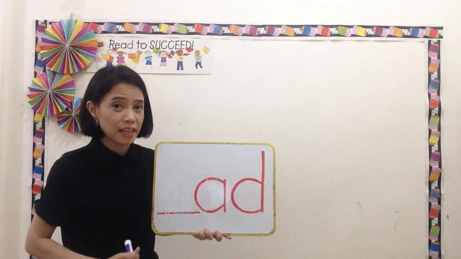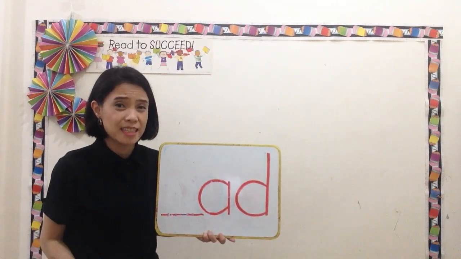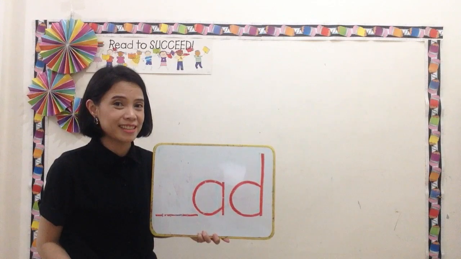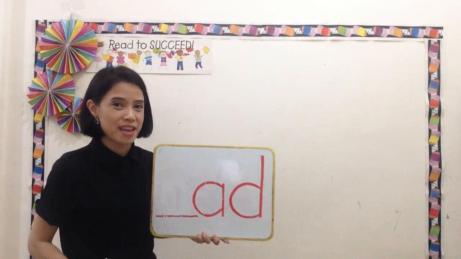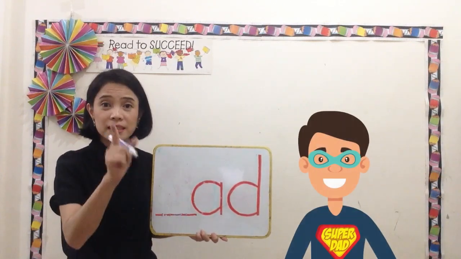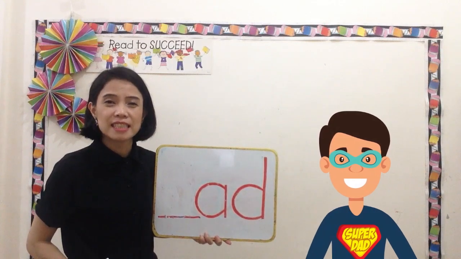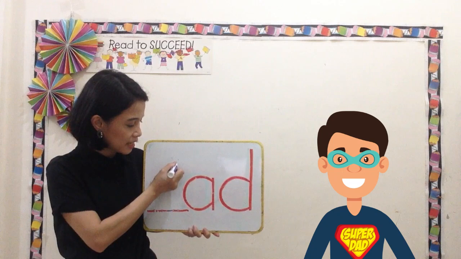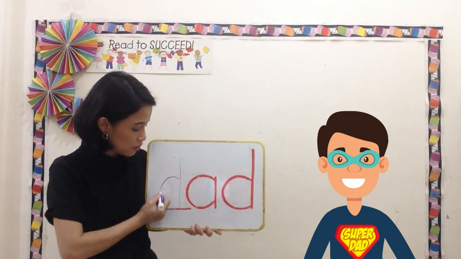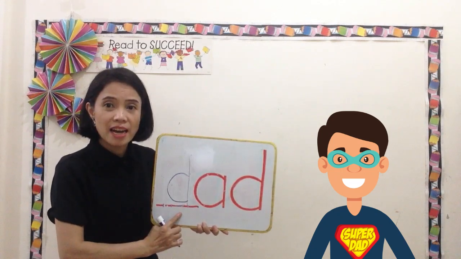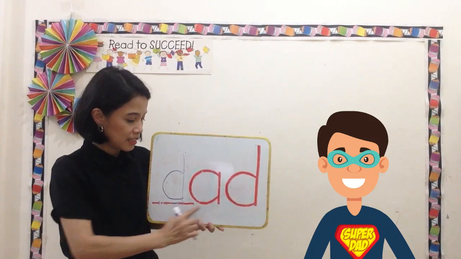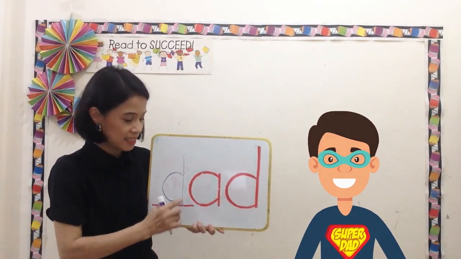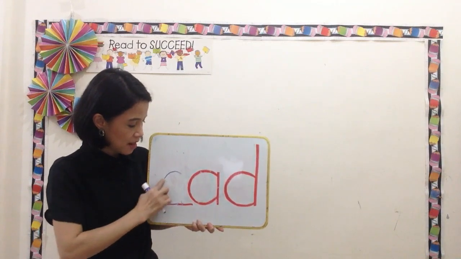Okay, this is the part, kids, where you will listen to the first sound you hear at the beginning of each word. Let's have the first one. Dad. Da. Da. That's right, that's letter D. Let's read the word. Da. Add. Da. Add. Dad.